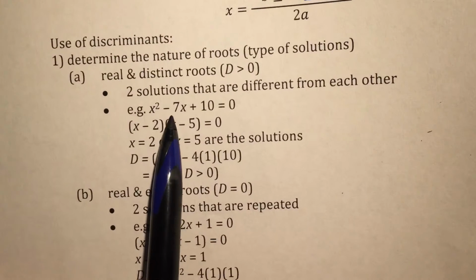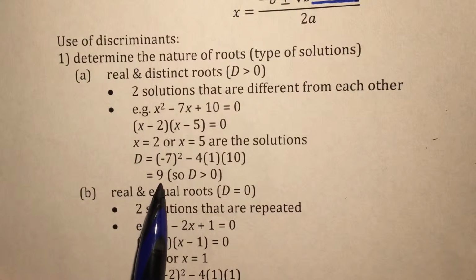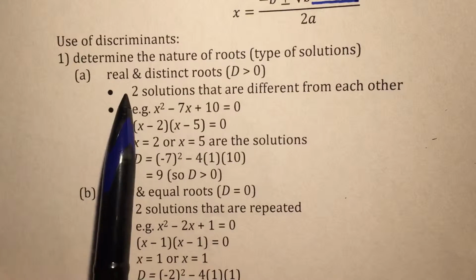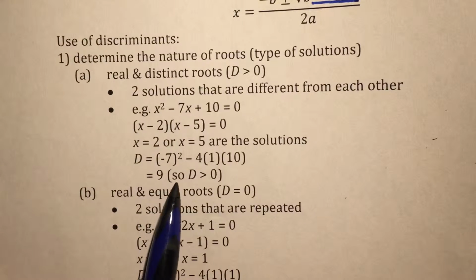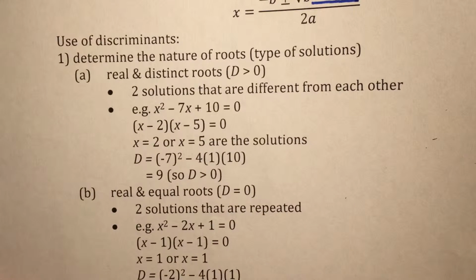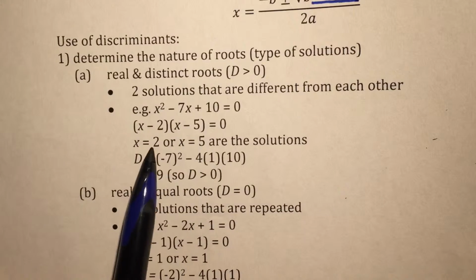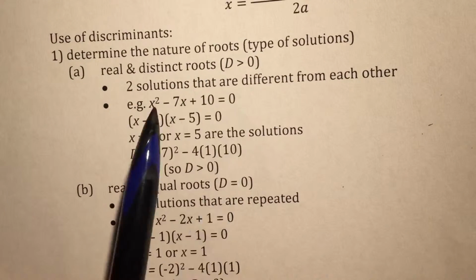Putting that in, we have 9. Since the discriminant is positive, we can say that these are real and distinct roots. So this D that is positive tells us that we have two different solutions. What they are may not be important, so we may not necessarily need to know what the values of x are. We just need to know that there are two different solutions.